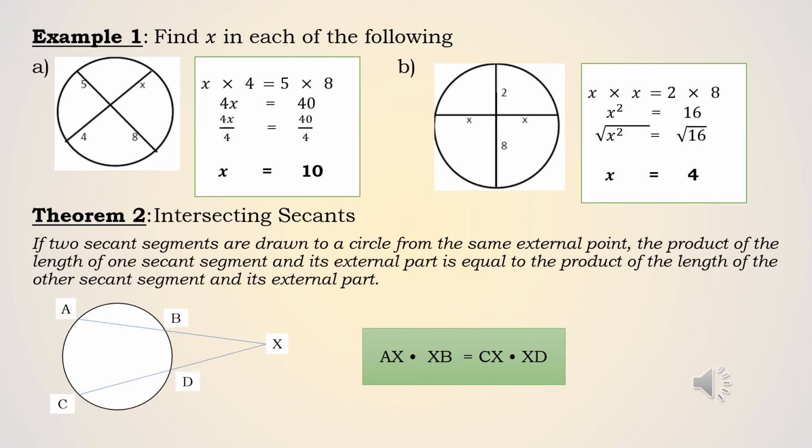Theorem 2 states that if two secant segments are drawn to a circle from the same external point, the product of the length of one secant segment and its external part is equal to the product of the length of the other secant segment and its external part.